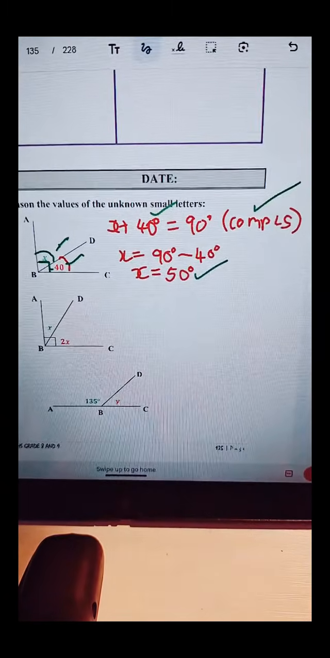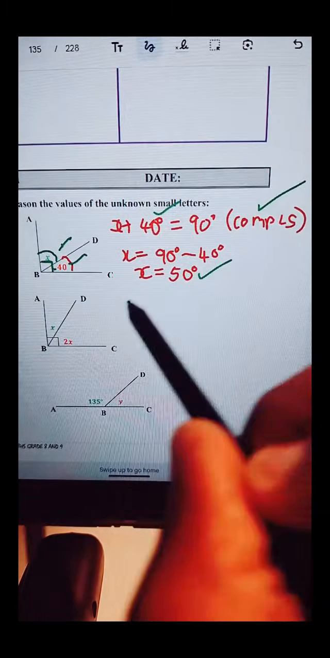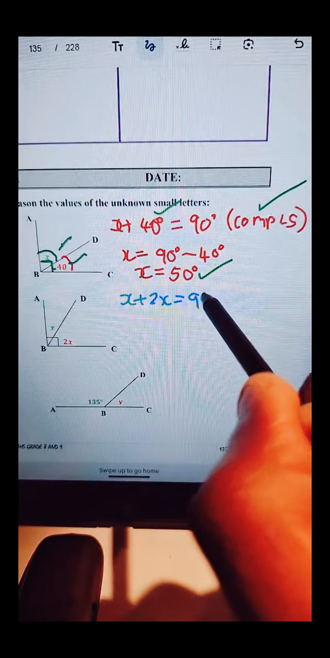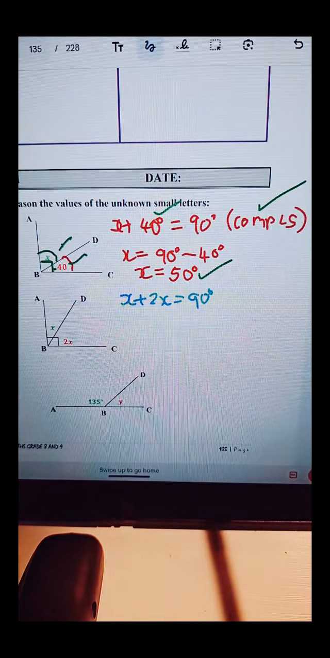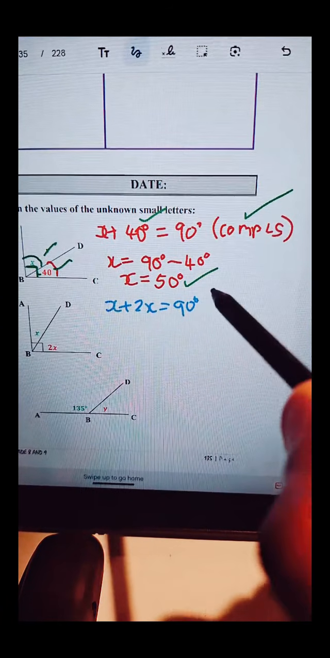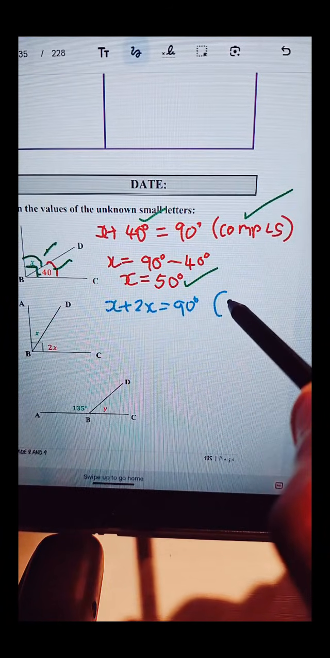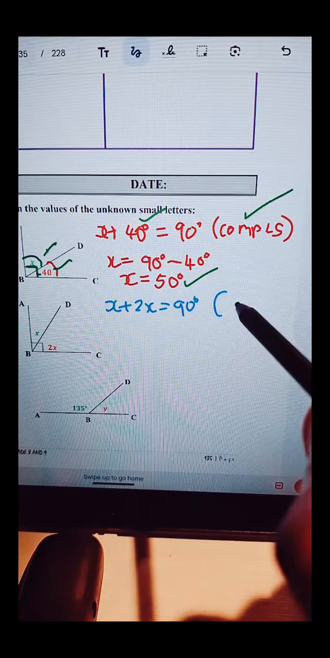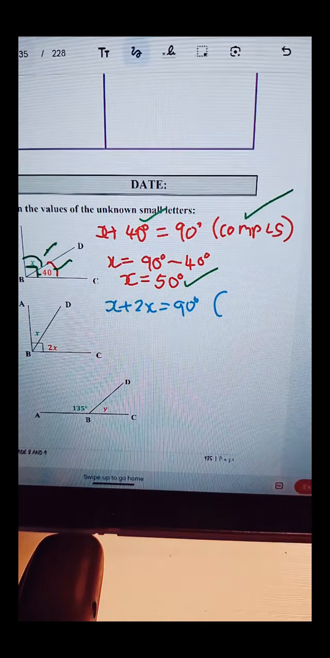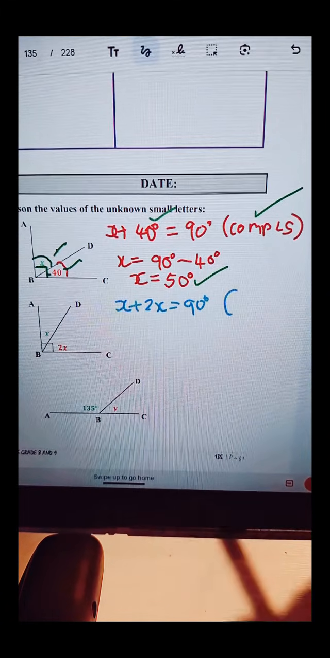What are your thoughts? x plus 2x is equal to 90 degrees. What's the reason? Again, we have what, guys, here? Yes, x plus 2x is equal to 90 degrees. What's the reason for saying x plus 2x is equal to 90 degrees?